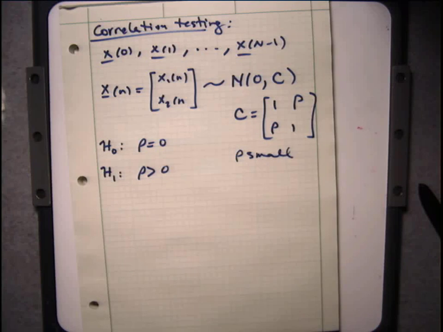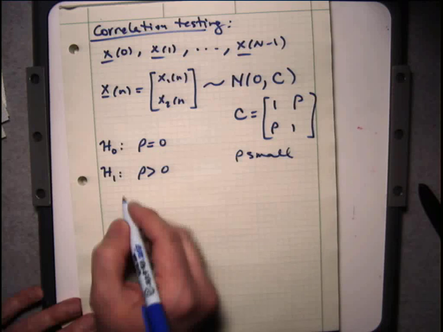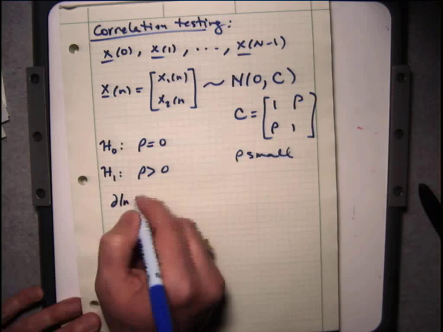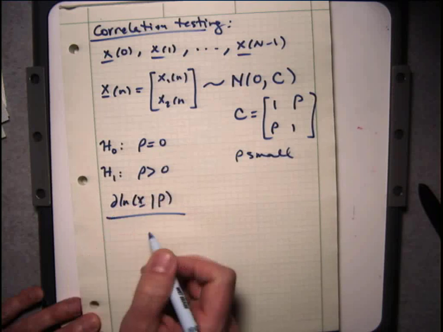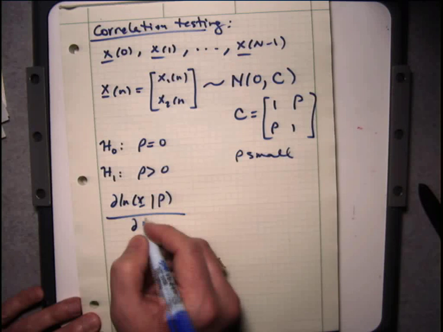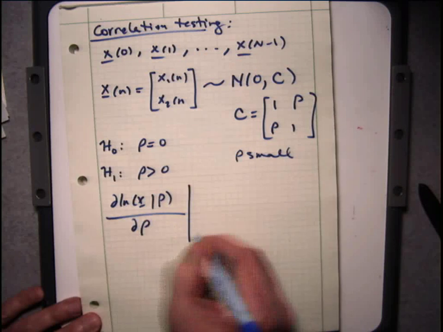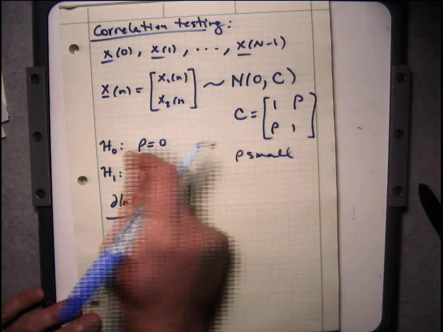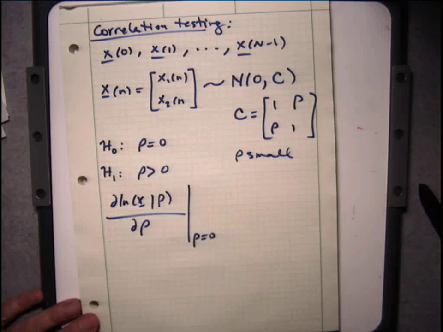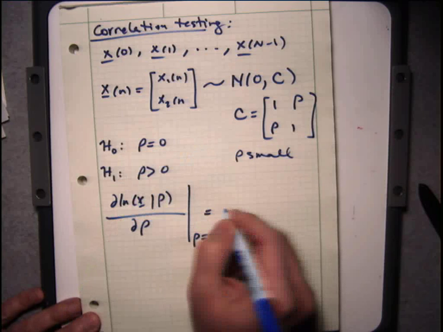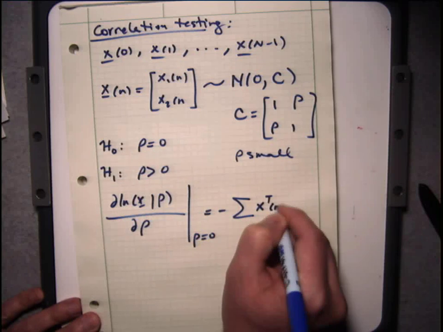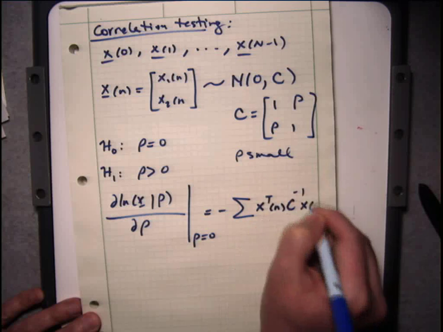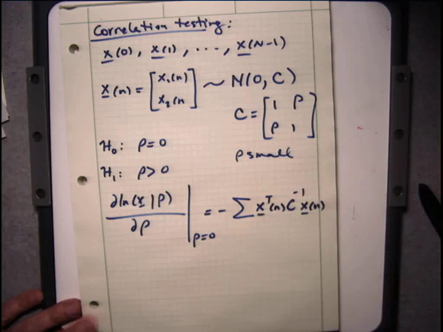So how do we proceed? Well, basically the scenario that we just talked about here is what helps. So if you compute the log of the likelihood function as a function of rho and differentiate it with respect to rho, evaluate it at rho equals 0, which is your reference point, this is minus the sum x transpose n c inverse x of n, like that. Okay?